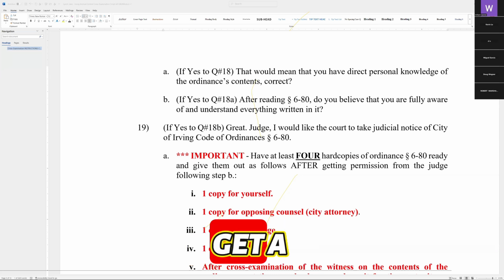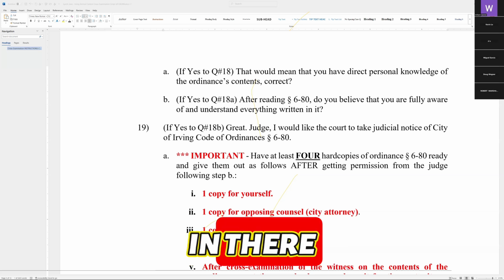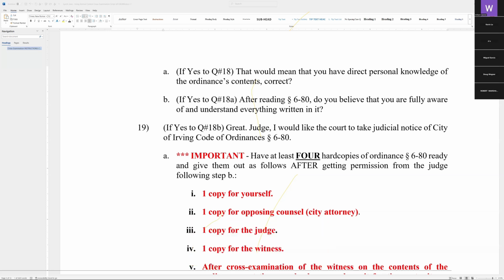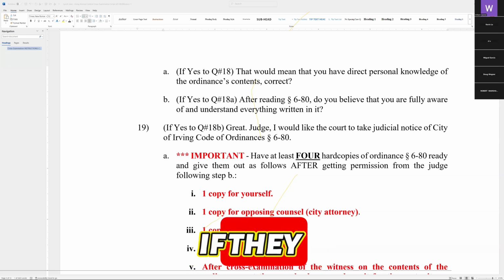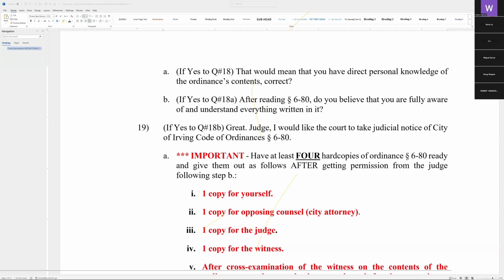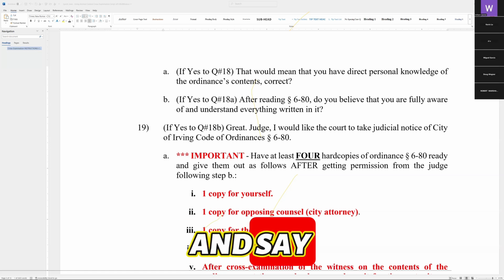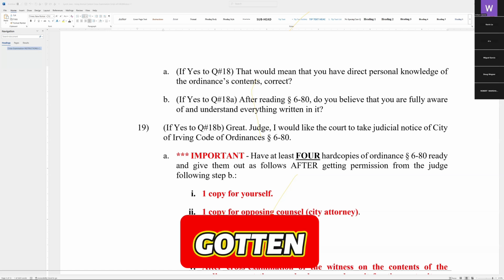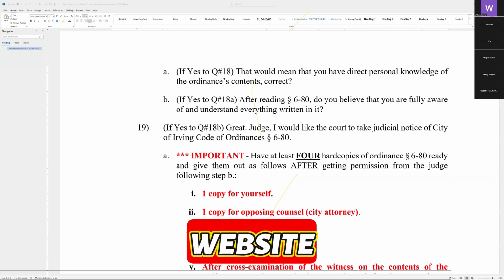But I would have to get a certified copy of the ordinance, right? Or you can get a copy of the Code of Ordinances from the city and take it in there as a hard copy provided by them. If they have it in a PDF online, then you can just print out the PDF and say, this is a PDF copy gotten from online from the city website. Do we agree?